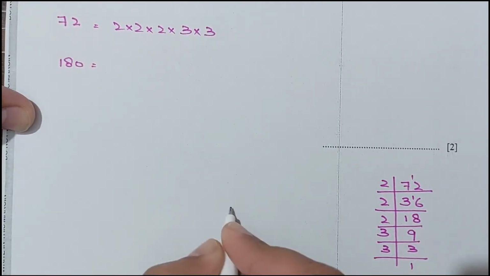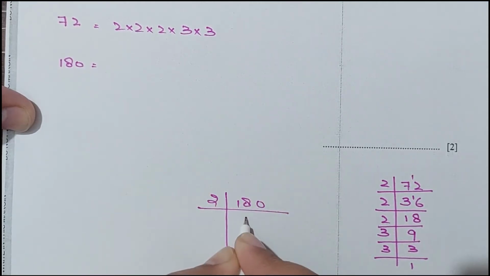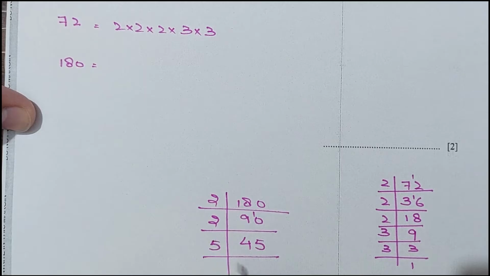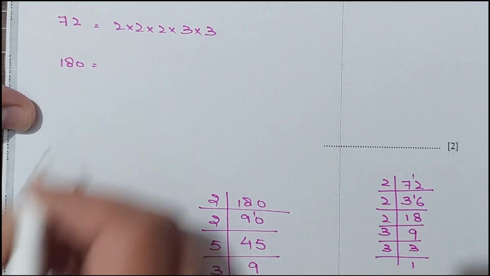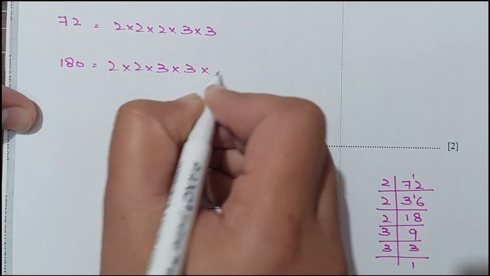Now the next is 180. 2 times 90 is 180, 2 times 45, 5 times 9 is 45, 3 times 3 is 9, and 3 times 1 is 3. So 2, 2, 3, 3 and 5: 2 into 2 into 3 into 3 into 5.